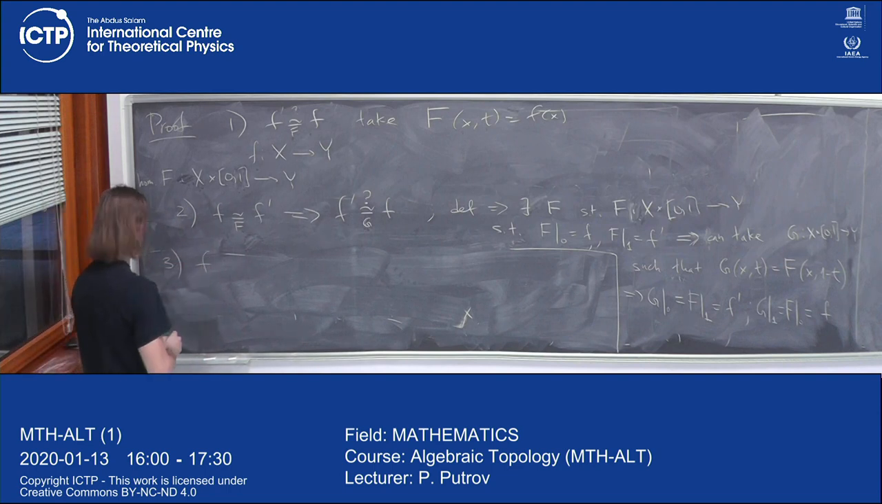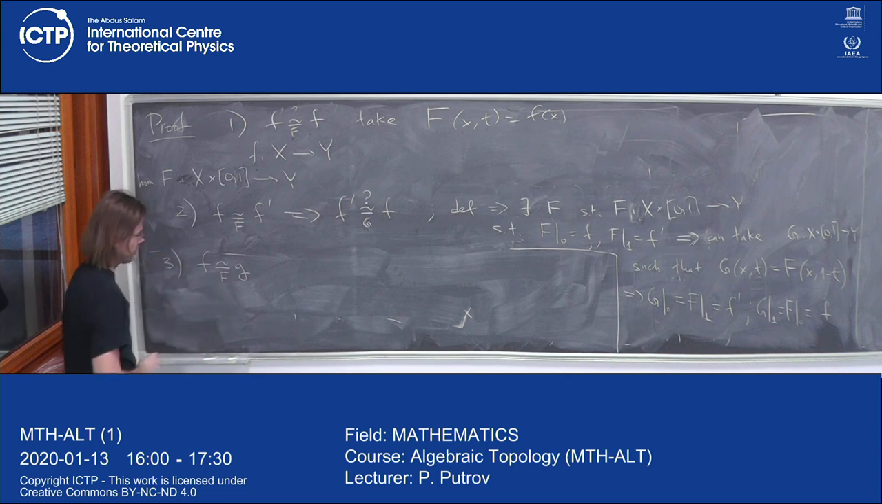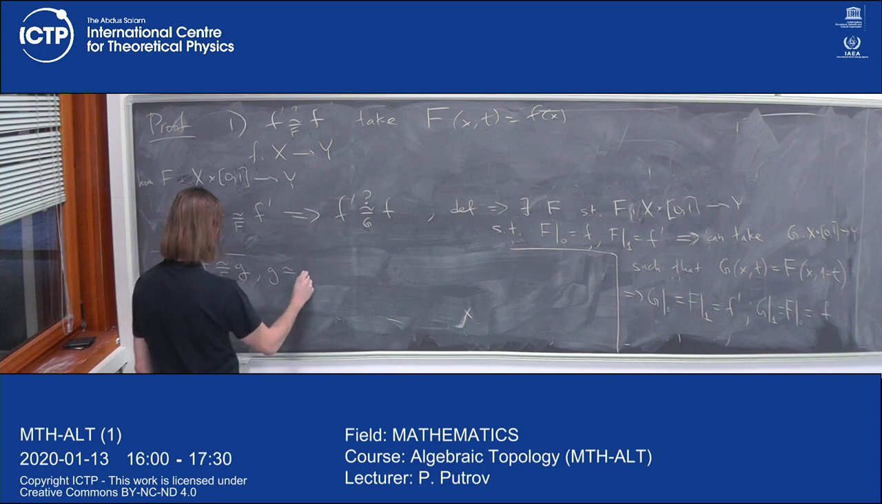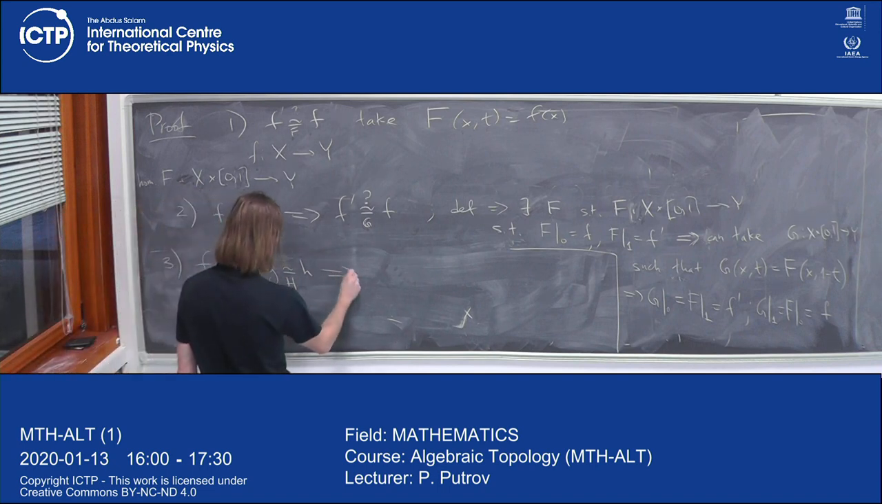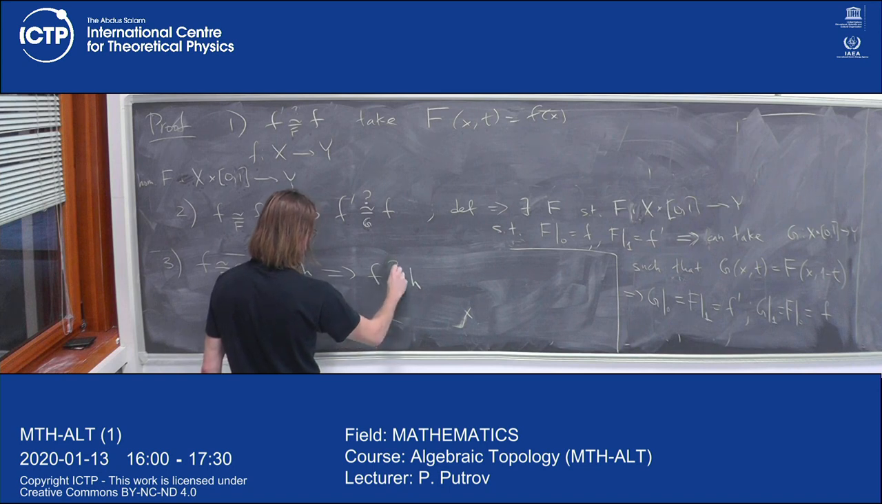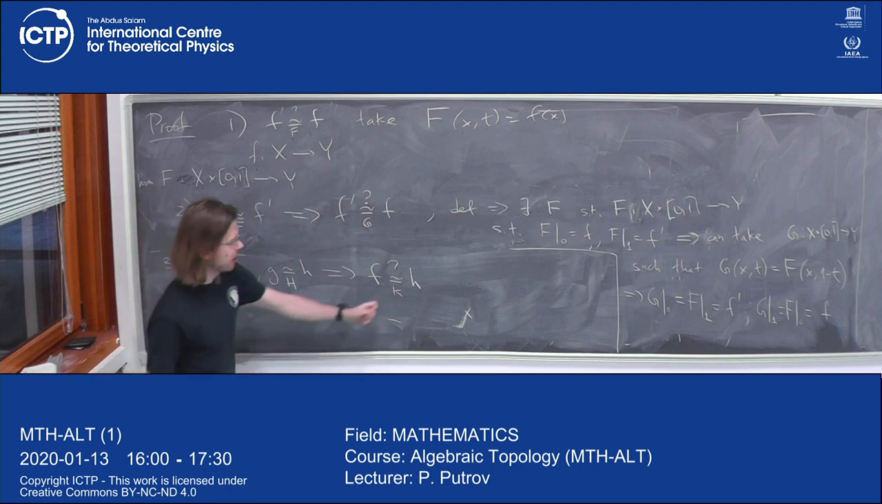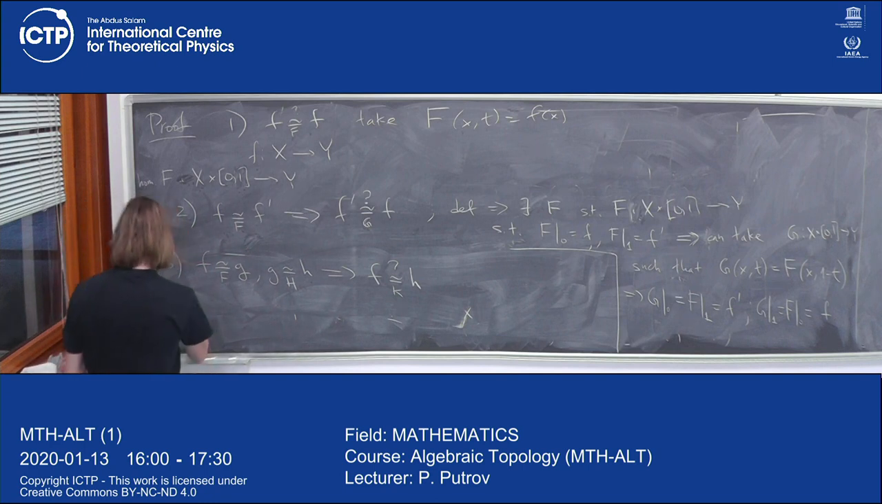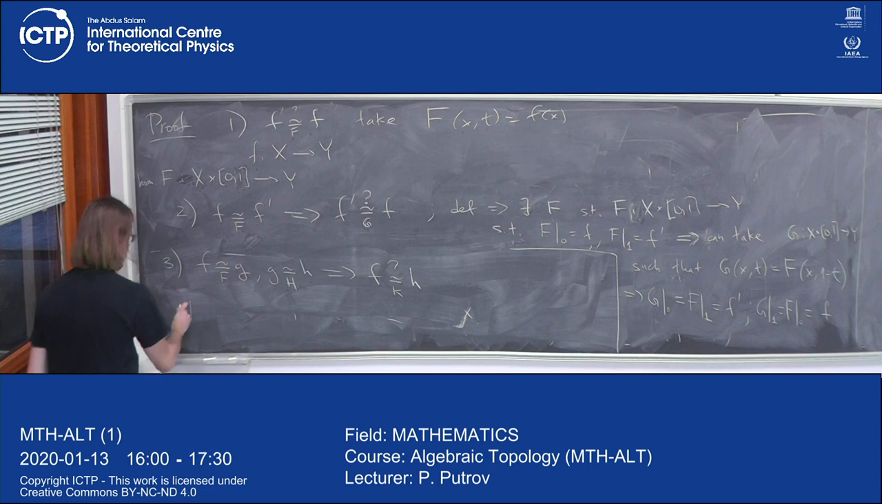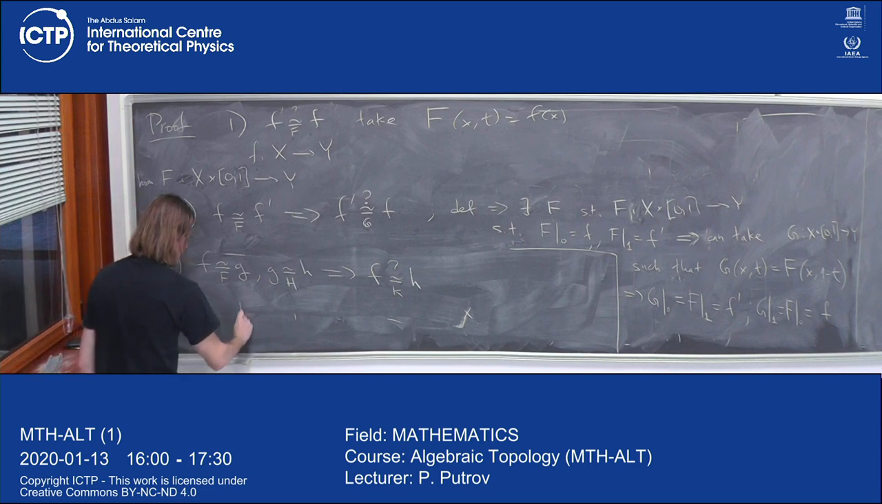And the third property which you want to check is transitivity. So let's say f is homotopic to g with some homotopy F, and g is homotopic to, let's say, h, with some homotopy big H. You want to check that f is also homotopic to h with some homotopy K. So given homotopies F and H, we want to find the homotopy K.